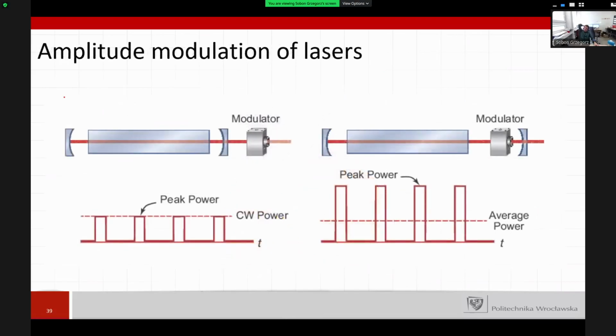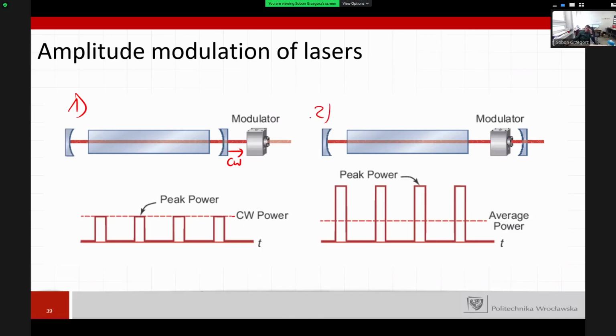So to make the laser pulsed, the first guess would be to just put the modulator at the output of the laser. So we have a continuous wave laser with a continuous output, and we put a modulator which acts as a shutter, and we slice the output to have pulses. And this is fine, but the pulses will have a peak power on the same level as the continuous wave power of the laser in this case.